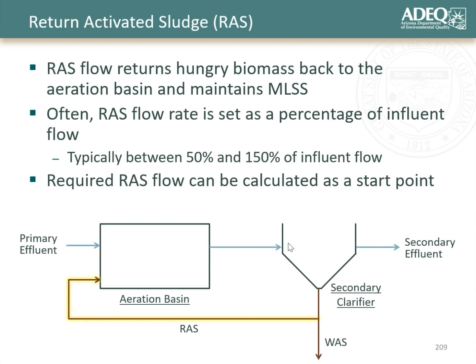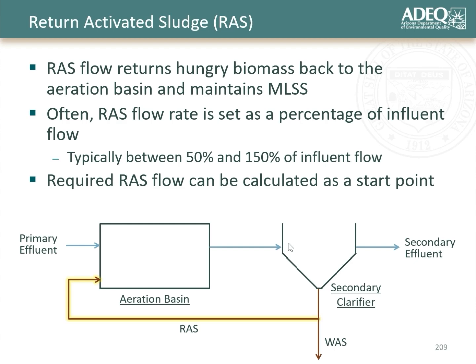Now, we talked about the WAS. Now let's talk about the RAS. The RAS has a very important role as well, because that is ultimately what's returning our biomass to the aeration basin to be active and to actually do what they need to do. So it's a very important function. The typical flow rate for the RAS is between 50 to 100% of your influent flow.